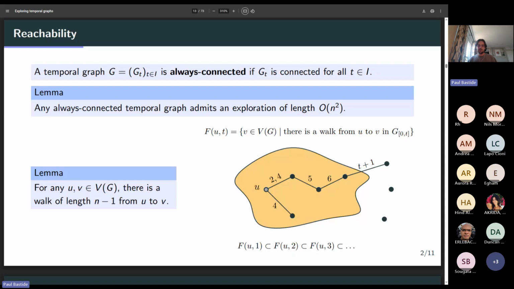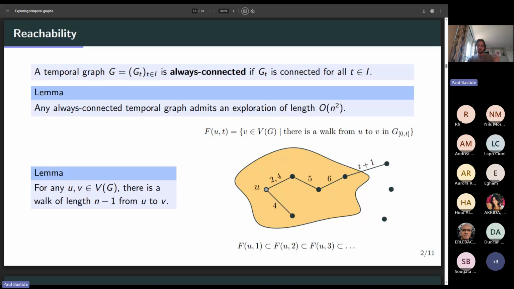So what it means is just that these F_u(t) sets are strictly increasing. Okay? They start by containing u, and then they are strictly increasing until they contain everything. So in n-1 steps at most, if they just grow by 1 at each step, they will contain everything. Okay, I hope this is clear.